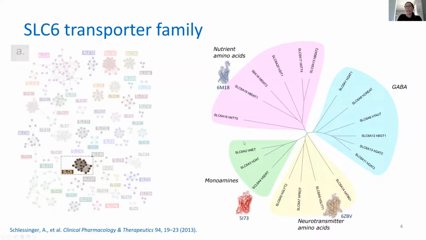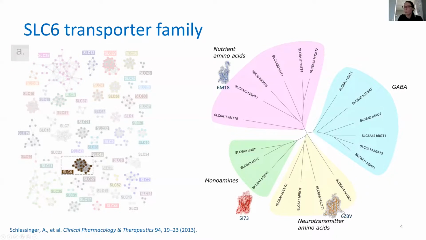Let's start with the monoamine transporters, so the transporters for dopamine, serotonin, and norepinephrine. These are really important drug targets, particularly the serotonin transporter, which is the target of interest for all the antidepressants, the serotonin reuptake inhibitors. We have also had a human structure for a few years already, so we have a very good understanding of how this transporter looks. Then we have the transporters for the neurotransmitter amino acids.